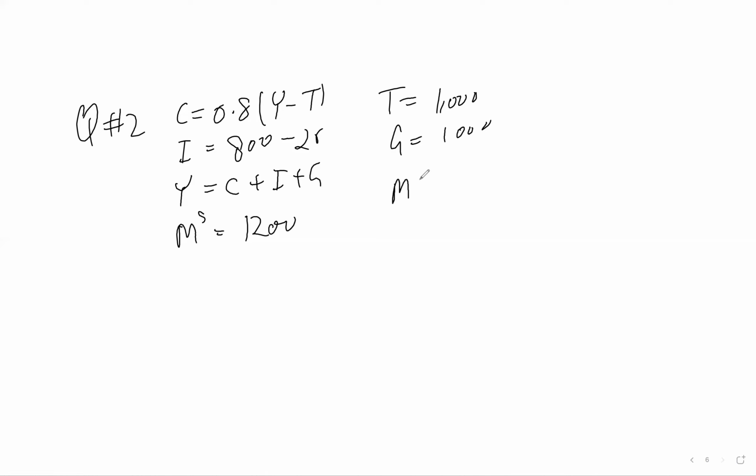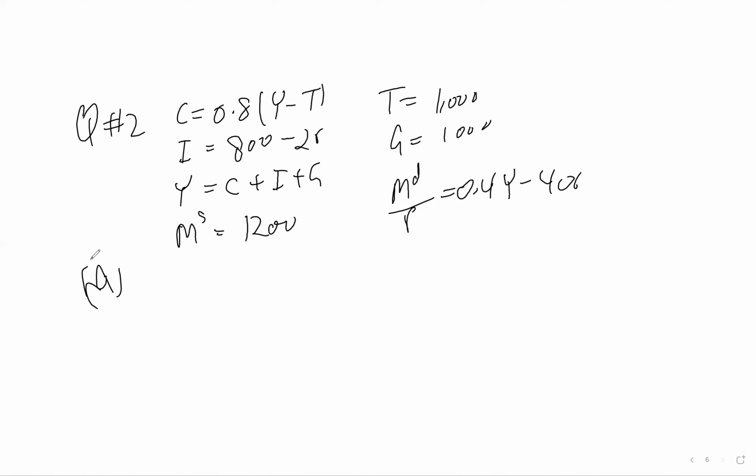And the money demand per P is equal to 0.4Y minus 40R. So this is the information that is given in the question. And part A of the question is asking, write a numerical formula for the IS curve, showing Y as a function of R alone. So we are asked to do this.